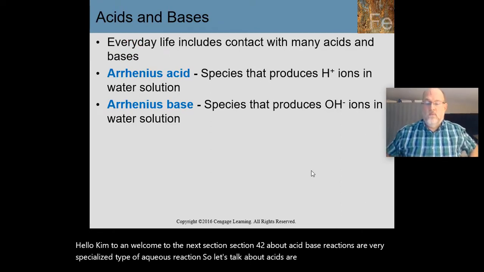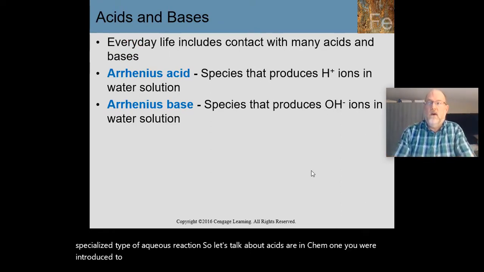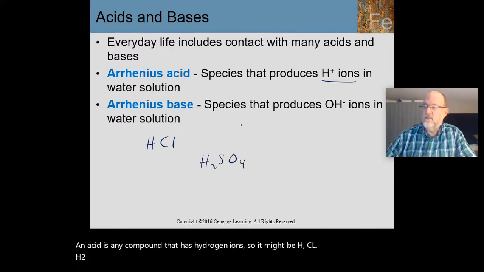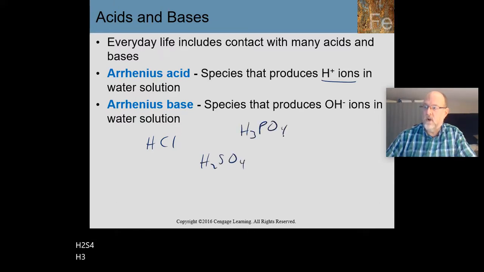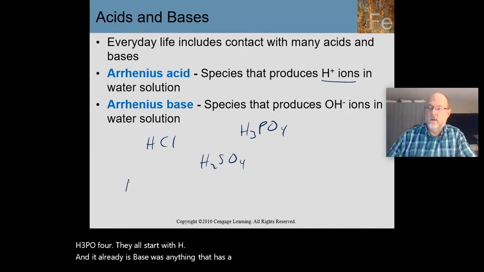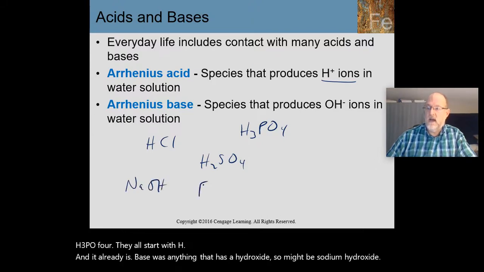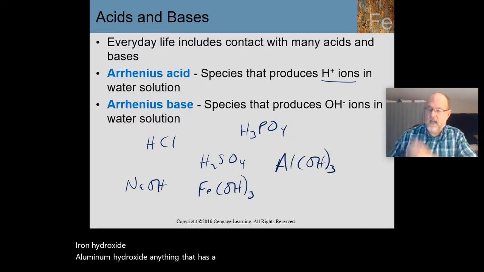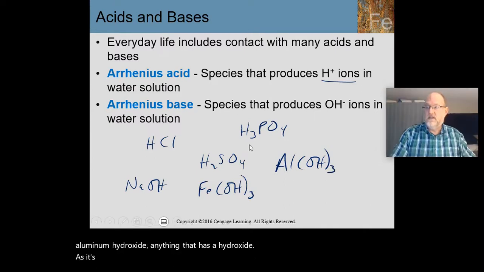In Chem 1, you were introduced to the concept of an Arrhenius acid or an Arrhenius base. An acid is any compound that has hydrogen ions. So it might be HCl, H2SO4, H3PO4. They all start with H. And an Arrhenius base was anything that has a hydroxide. So it might be sodium hydroxide, iron hydroxide, aluminum hydroxide, anything that has a hydroxide as its anion. Those are acids and bases.